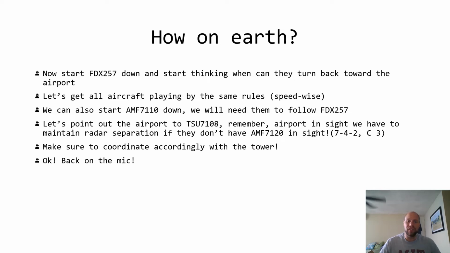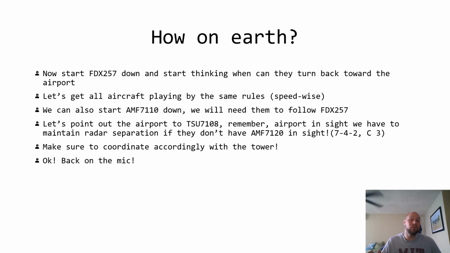We can also start Amflight 7110 down. We will need them to follow and see FedEx 257 Heavy. Let's point out the airport to Transauto 7108. Remember, they can have the airport in sight, and we ensure radar separation between them and Amflight 7120. 7110.3 allows us to do that, right?